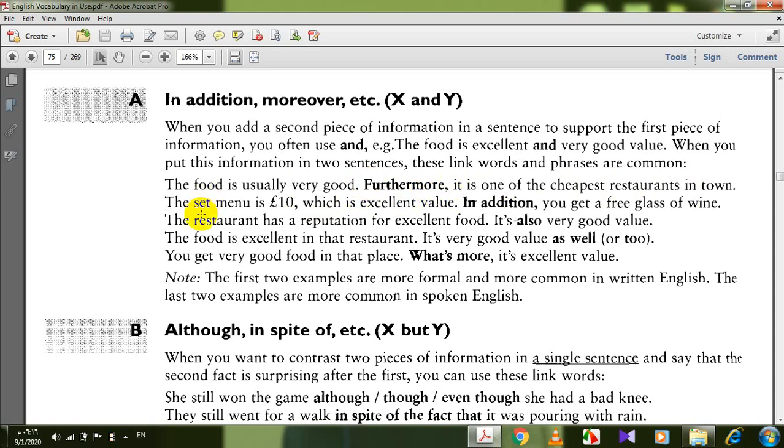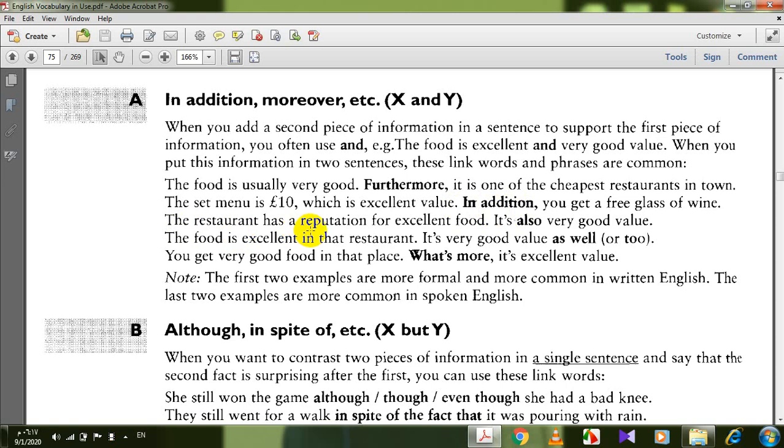The set menu is £10, which is excellent value. In addition, you get a free glass of wine. In addition, okay, so we add a similar idea to the first one, using furthermore. The first two examples are formal, so they are more used in written language.